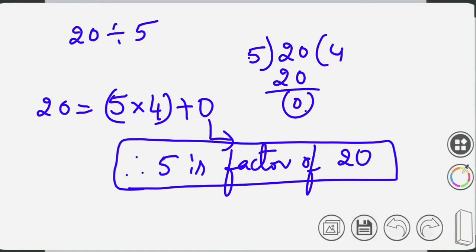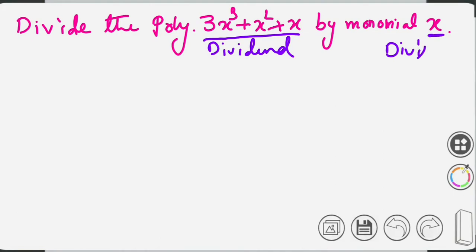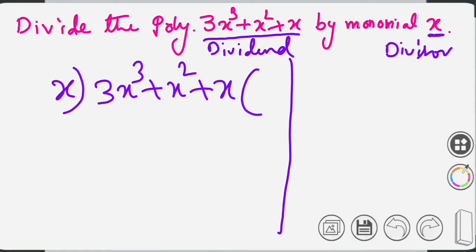Similarly, in polynomials also we have to do divisions. So here also see the problem: divide this polynomial by the monomial. So this becomes the dividend and this becomes the divisor. Now we have to find out the quotient and remainder. While doing this problem, you have to write 3x cube plus x square plus x. So here you will get the quotient. How can we find out this quotient?